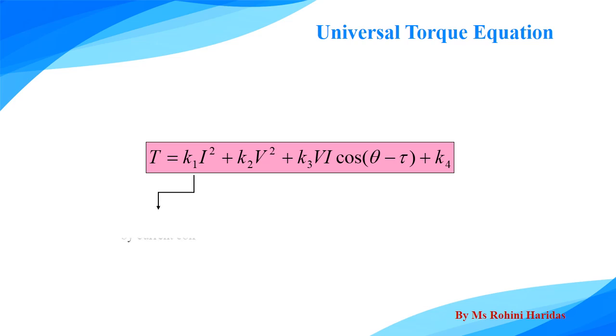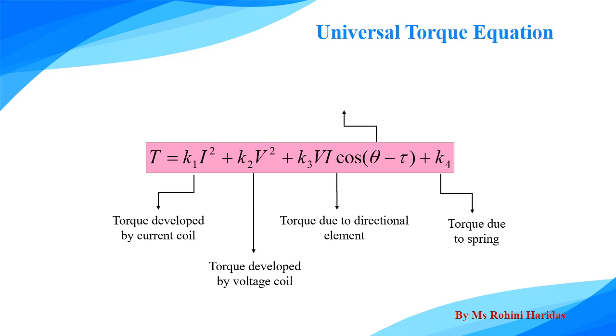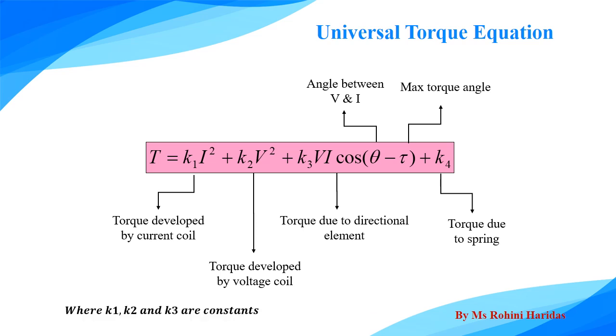Here K1I square is the torque developed by the current coil, K2V square is the torque developed by the voltage coil, K3VI cos theta minus tau is the torque due to the directional element, and K4 is the torque due to the spring. Here theta is the angle between voltage and current, and tau is the maximum torque angle. In this equation, K1, K2, K3 are constants.